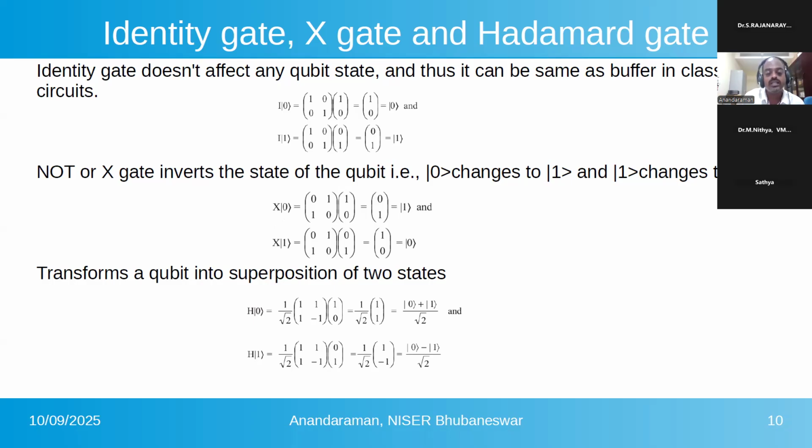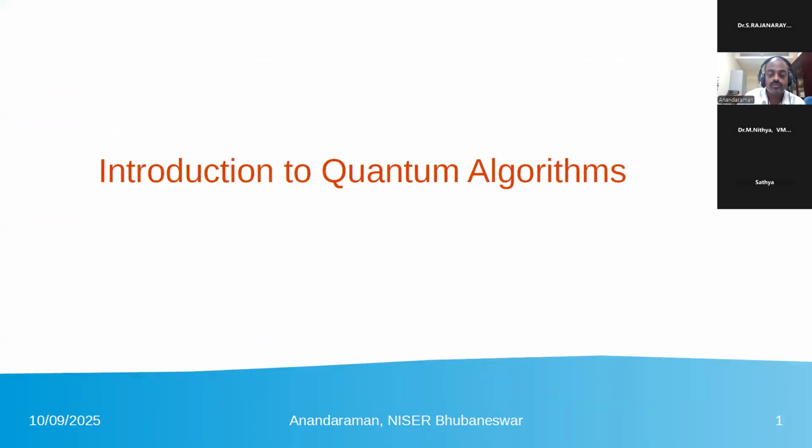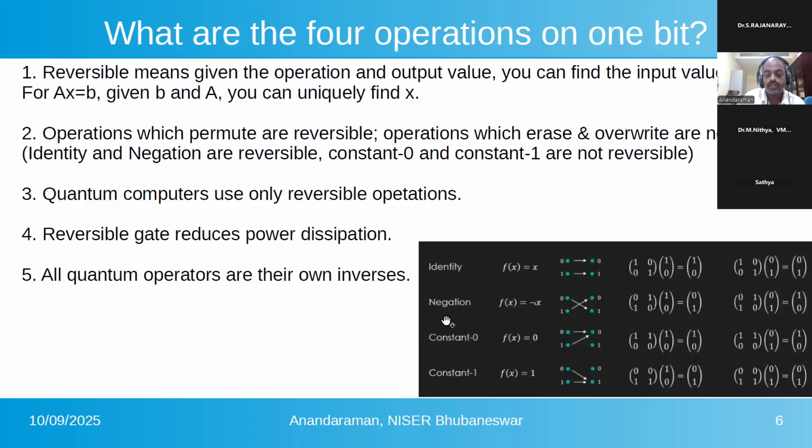We already discussed we can do 4 operations. First operation is identity. Second operation is negation. Third operation is constant 0. Fourth operation is constant 1. We are not considering constant 0 and constant 1 in quantum because they are not reversible. In constant 0, whatever input you give, the output will be 0. In constant 1, whatever input you give, output will be 1. So by getting the output and the function, you cannot recreate the input. So we are left with only two things, identity and negation. Identity we do with the identity gate and negation we do with the X gate.